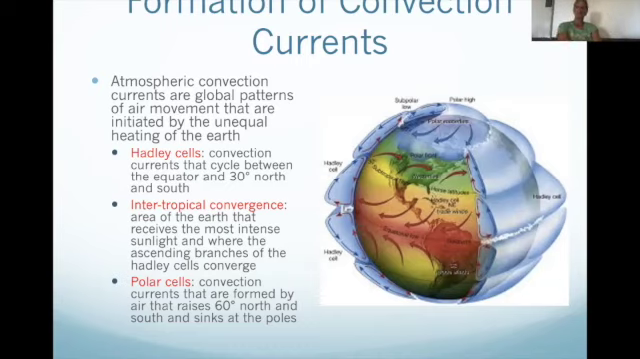Intertropical convergence is the area of the Earth that receives the most intense sunlight. It's where the ascending branches of the Hadley cells converge. And then polar cells are up above the poles, right? And they're convection currents that are formed by air that rises at 60 degrees north and south and sinks at the poles.